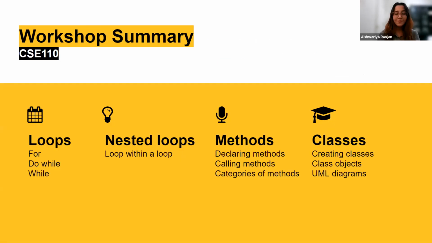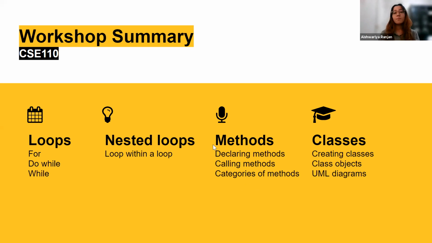So here's the workshop summary. We went over loops, how the for loop, do while, and while loops run. Then we went over nested loops, a loop within a loop. There's an outer loop and an inner loop. For each run of the outer loop, the inner loop runs until its stopping condition. So if the outer loop has to run 5 times and the inner loop has a stopping condition of 7, we run this inner loop 7 times, then go back up for run number 2 of the outer loop. The inner loop again runs 7 times, then it keeps going in that way.